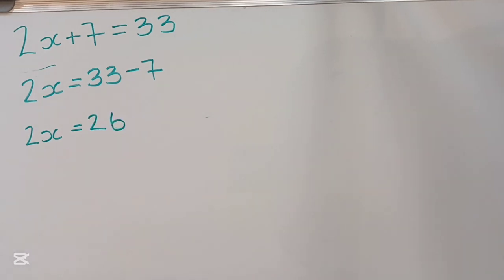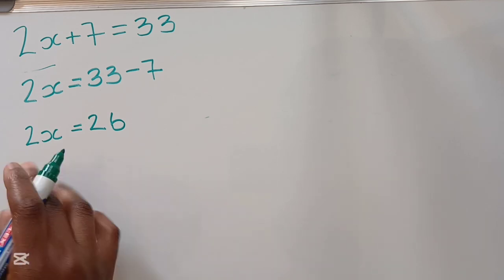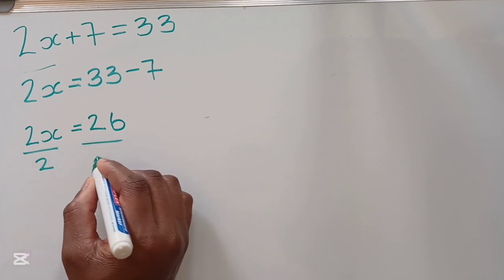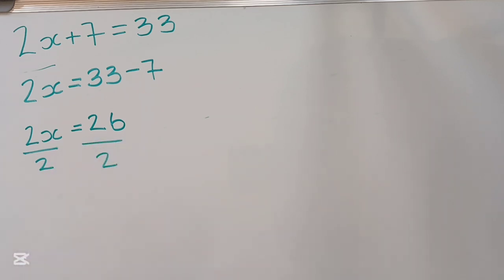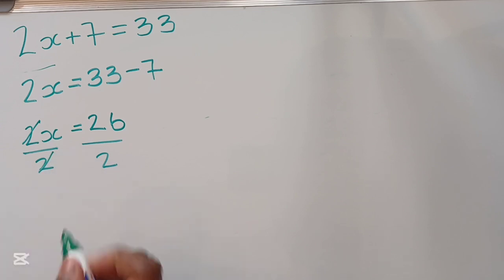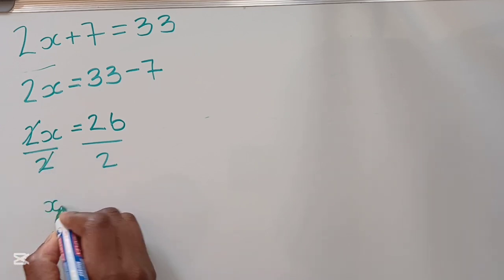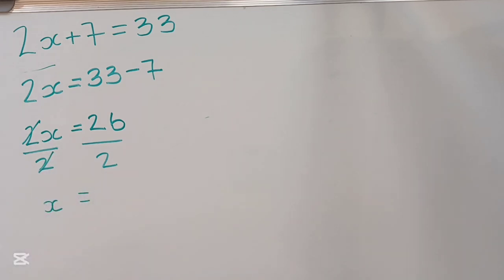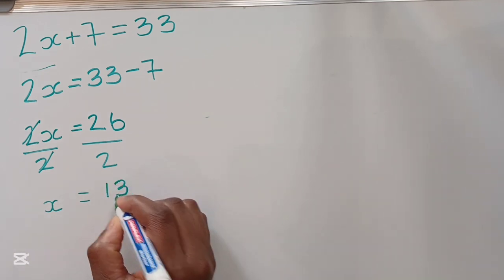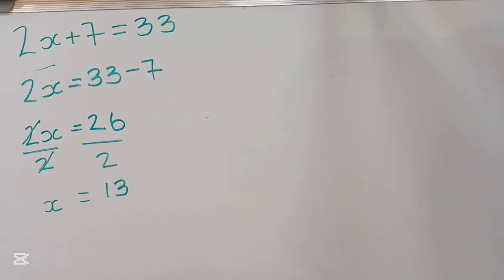Still, we need to isolate the x variable. So, we divide both sides by 2. When you divide both sides by 2, on this side the 2 cancel. Then you have x. 26 divided by 2 will give you 13. So the value of x in this equation is 13.